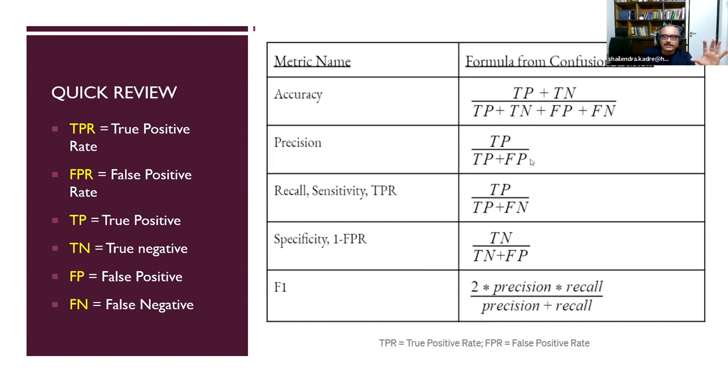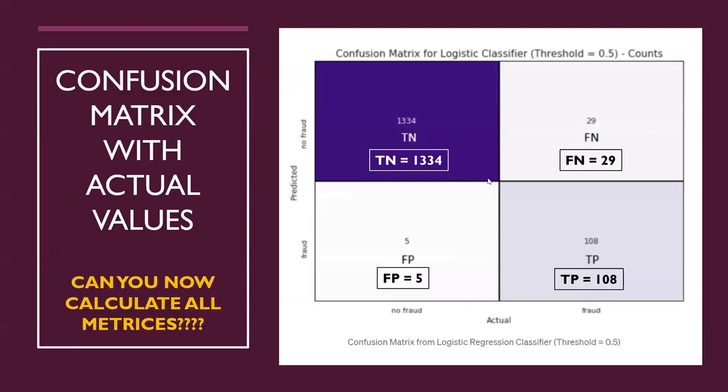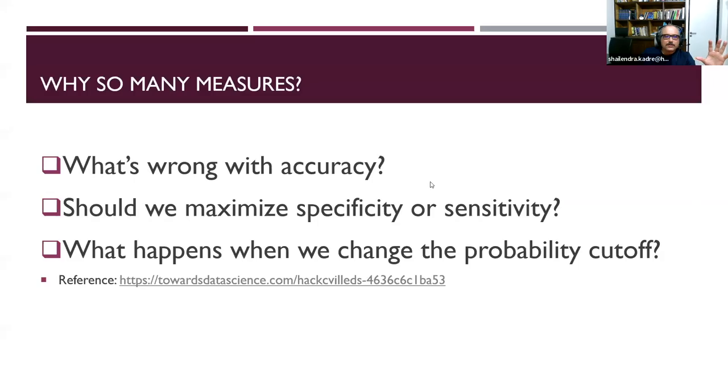So this is what it is, all the formulas in a nutshell. I don't want you to do numericals, so I put this in for practice. Now, what is wrong with accuracy? Accuracy all the time is not good. Why is it not good? Should we maximize specificity or sensitivity? What happens when we change the probability cutoff?